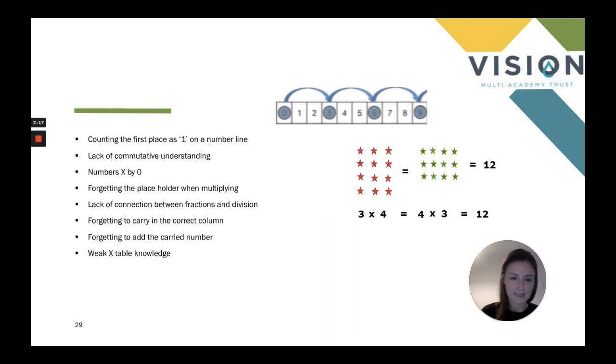And then just some classic ones. So getting to carry in the correct column, they might miss a column or jump a column, forgetting to add the carried number, it's a classic one, and of course, like I've already mentioned before, just weak times table knowledge. I don't know how you could get anywhere near those last couple of questions I've just shown you by the time you're in year 6 if you don't have a secure knowledge of your times table. So hopefully, this has been a good reminder for everyone of just how much we need to push the children and encourage them to get on Times Table Rockstars or anything else they might use to practice it.